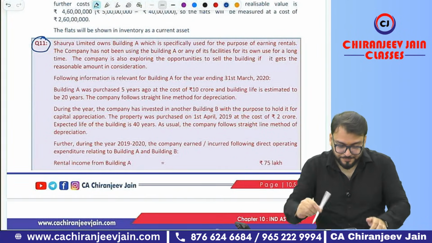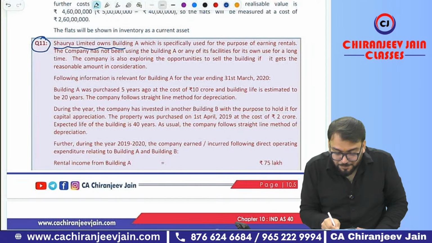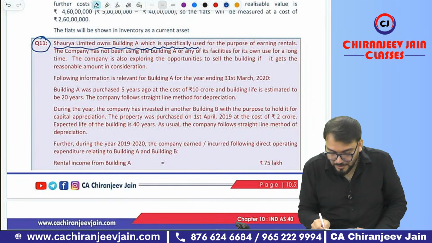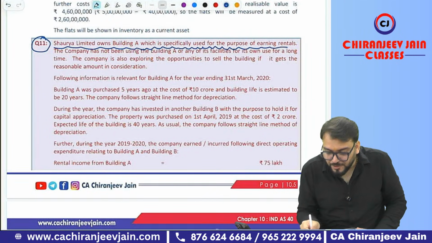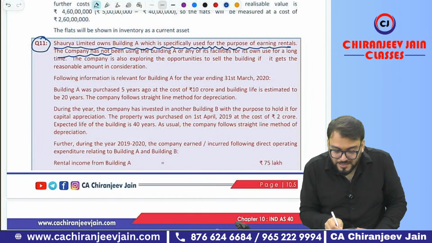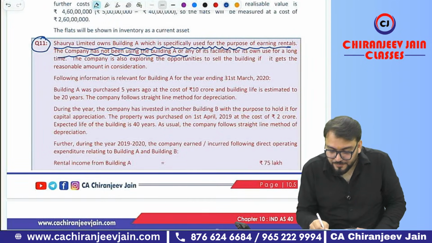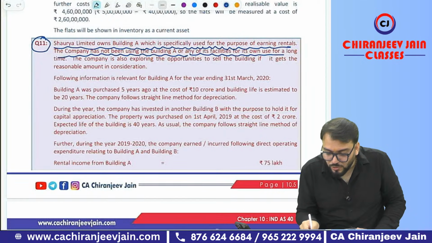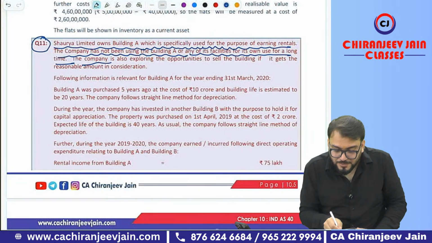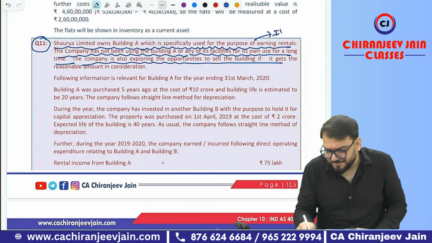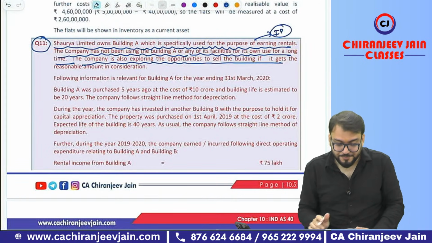What is the question? Korea Limited owns a building A which is specifically used for the purpose of earning rental. The company has not been using building A or any facility for its own use for a long time. The company is also exploring the opportunity to sell the building. It is investment property. No doubt about that.